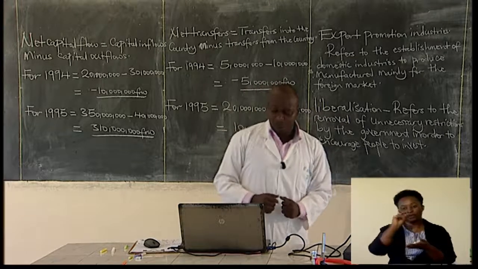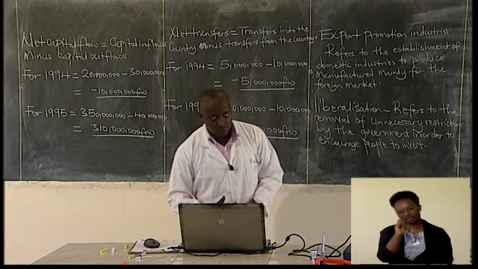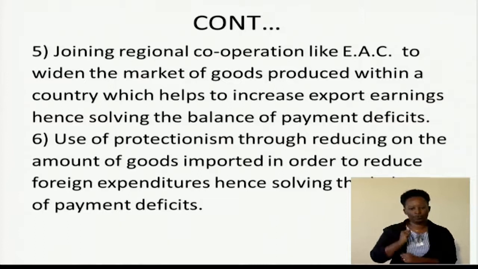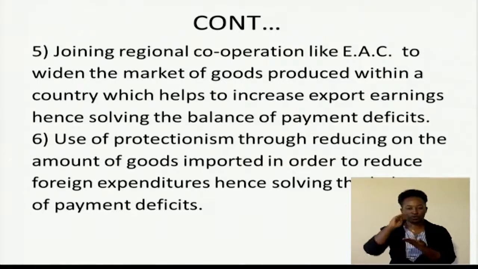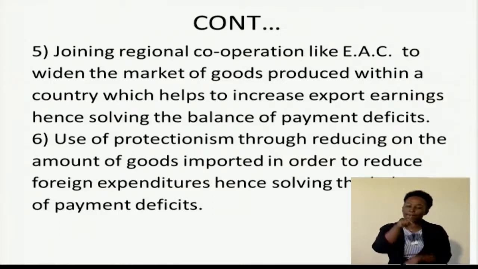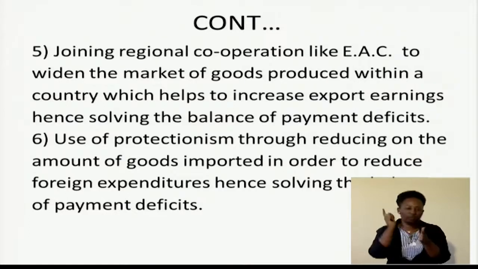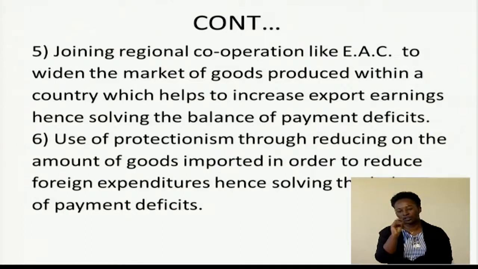The next solution to reduce balance of payment deficits is use of protectionism through reducing the amount of goods imported in order to reduce foreign expenditures, hence solving the balance of payment deficit. Use of protectionism. What is protectionism? Learners, you remember what you learned in the previous lesson. Hope you learned about protectionism. What is protectionism?